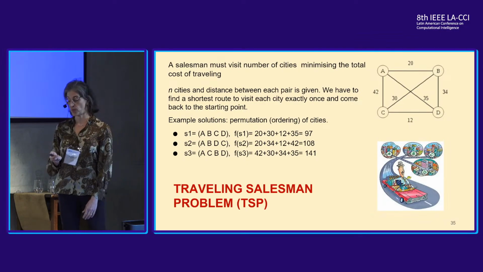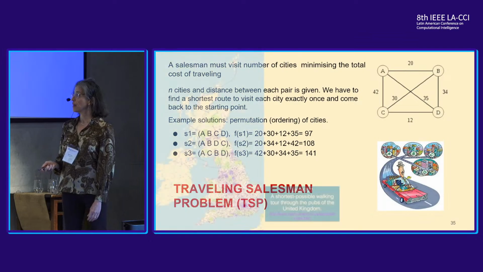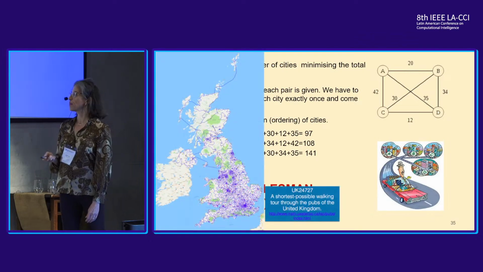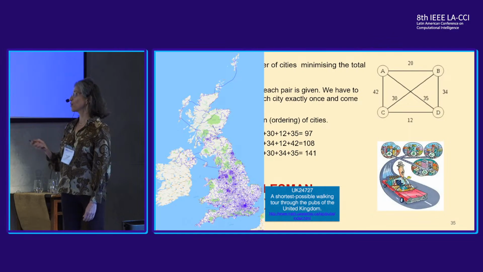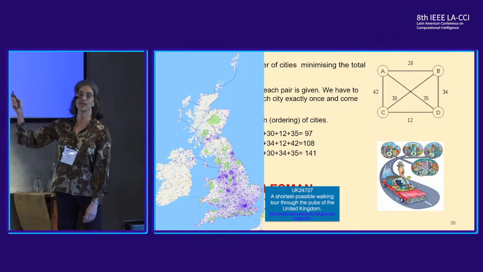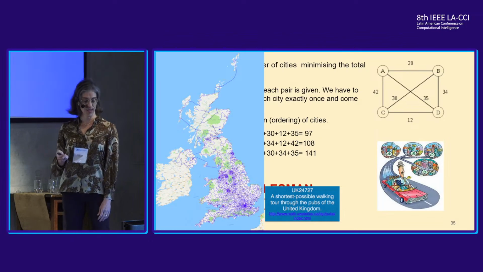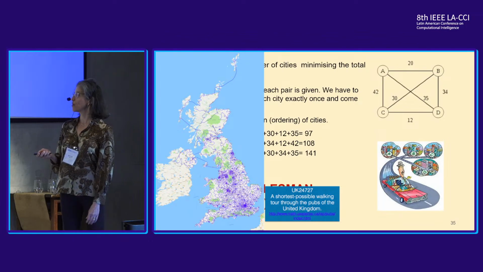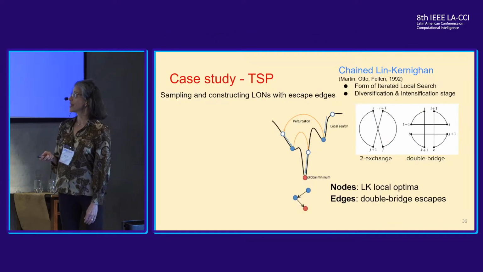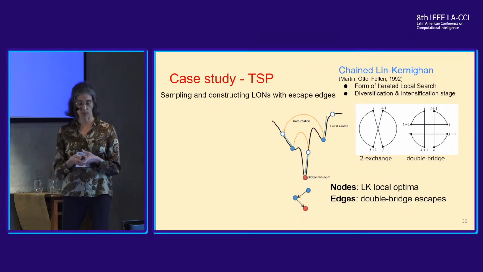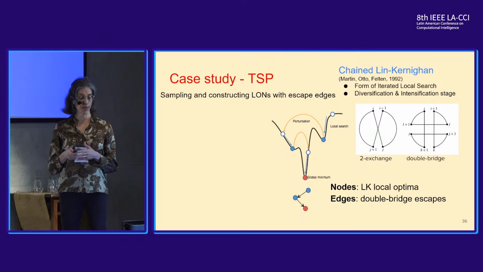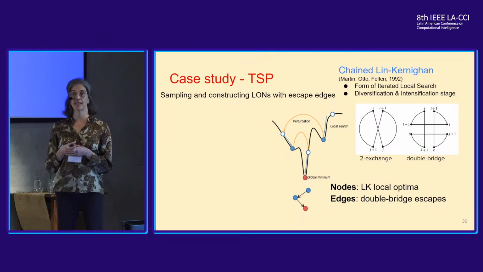It's an NP-hard combinatorial problem. And this is just an example that someone decided to do in the UK, the shortest possible walking tours through the pubs in the United Kingdom, just to illustrate a fun example of the TSP. So what we decided to do is to extract the local optima network for the traveling salesman problem. And in this case, we couldn't fully enumerate because we wanted to work with realistic instances.